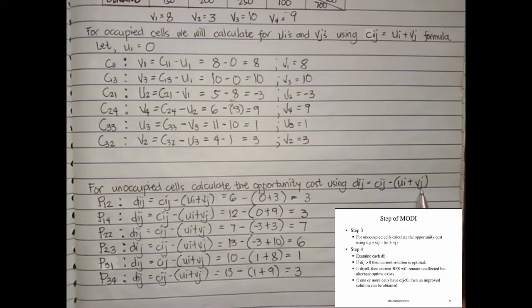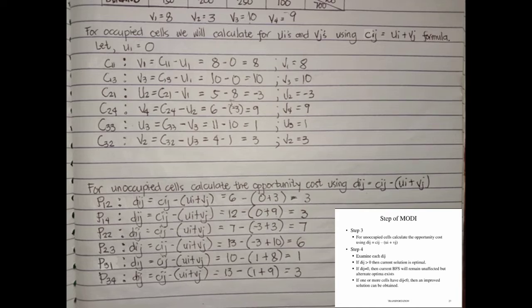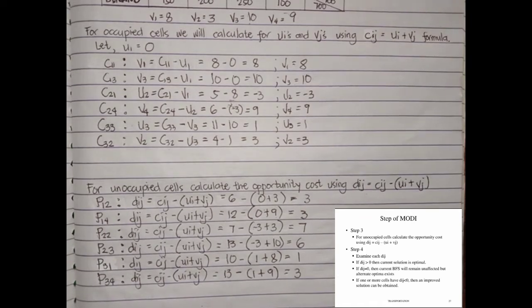Step 4 is to examine each Dij. Here we have the conditions. If Dij is greater than 0, then the current solution is optimal. If Dij is equal to 0, then the current DFS will remain unaffected but alternate optima exist. Last one, if one or more cells have Dij less than 0, then an improved solution can be obtained.